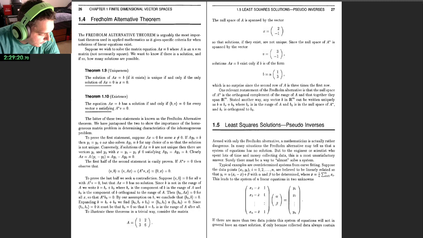solutions to Ax equals b exist only if b is a multiple of column 3. There's no surprise, (1, 3) spans the column space of A.